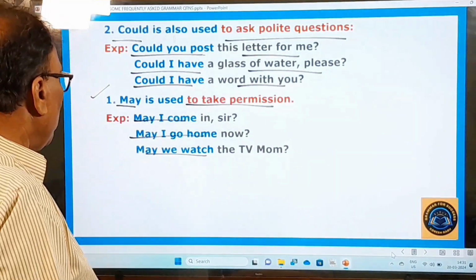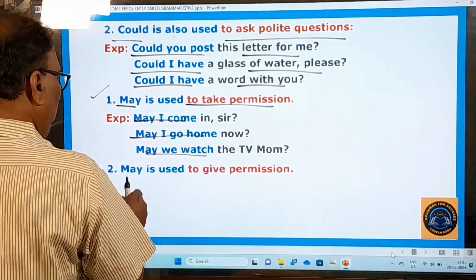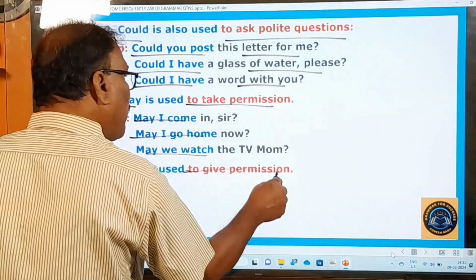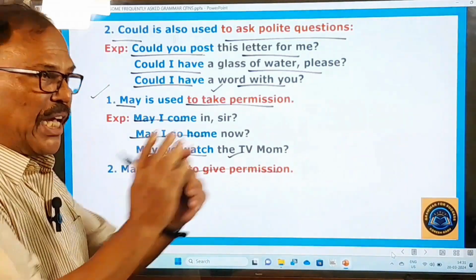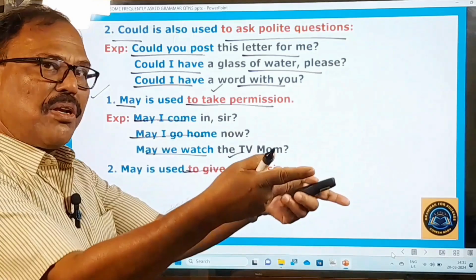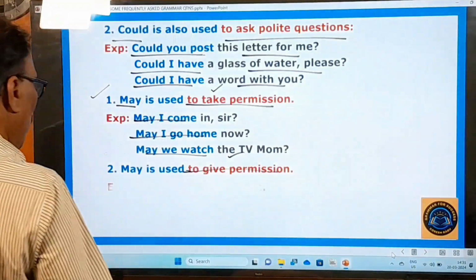And may is also used. Let us look at the second use of this. May is also used to give permission, to take permission and to give permission. To take permission, you use may. To give permission also, you use may. How? Let us look at that.